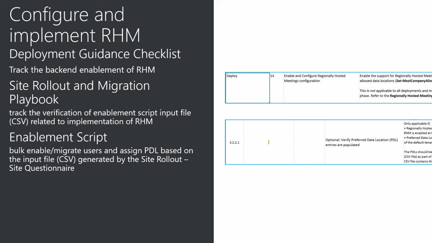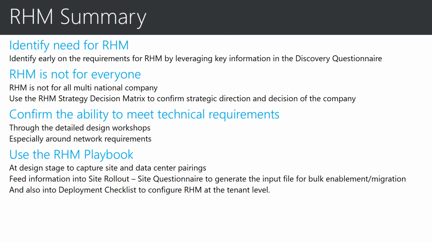And the enablement script, as I mentioned previously, has been updated to allow you to bulk enable or migrate users and assign PDLs based on the input file or CSV generated by the site rollout site questionnaire. To sum up, the updated SOF includes the required contents you need to navigate the organization's journey with RHM. Using the key information in the discovery questionnaire, you should be able to identify early on whether RHM is required or supports the need of the organization.